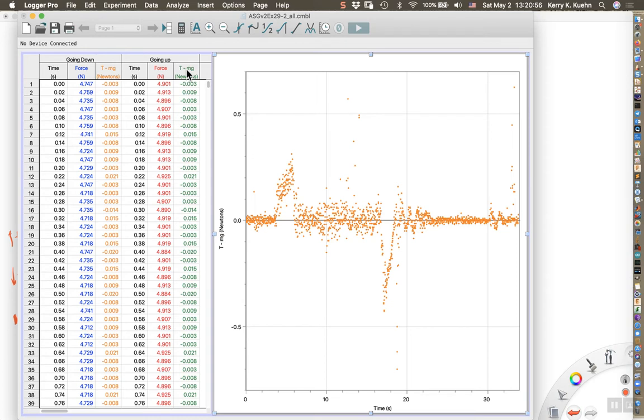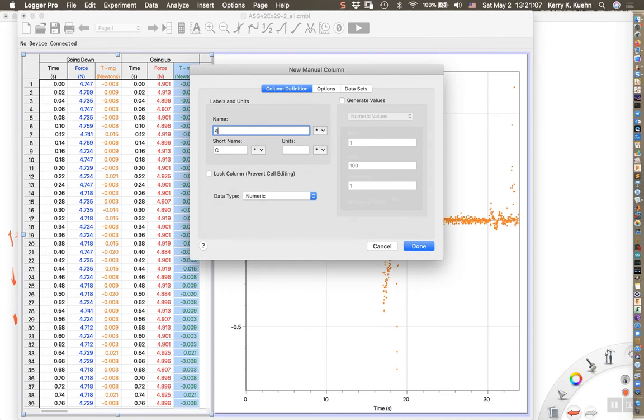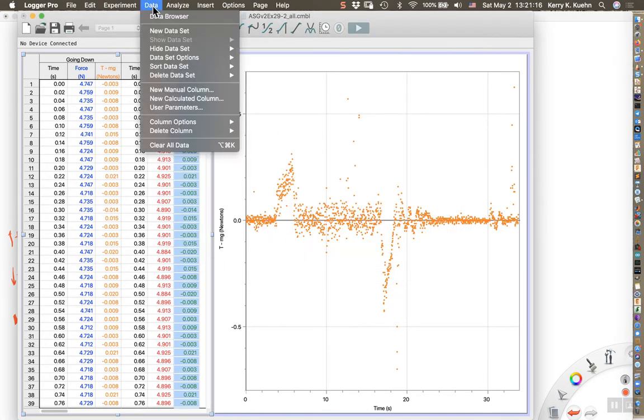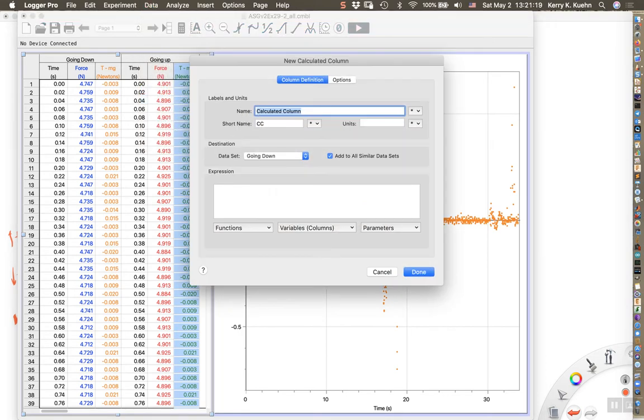Now what I'm going to do is create a new column because I want to plot the acceleration as a function of time. So data, new manual column. I'm going to call this acceleration, and cancel. Data, new calculated column, sorry. This will be in meters per second squared, and I'm going to take T minus mg, and I'm going to divide this by the mass of the object, which was 500 grams.